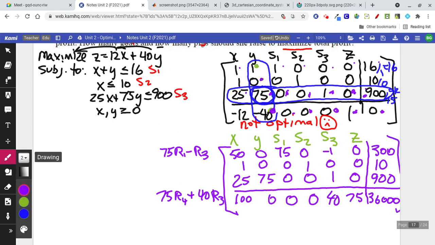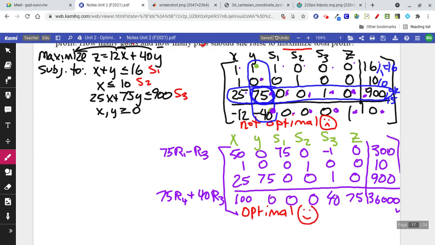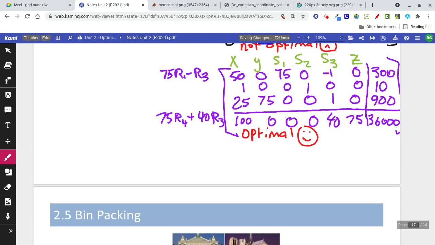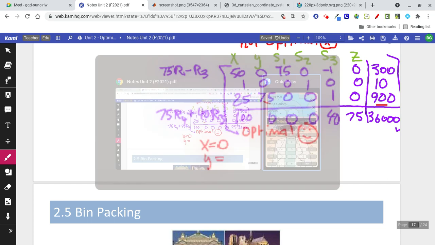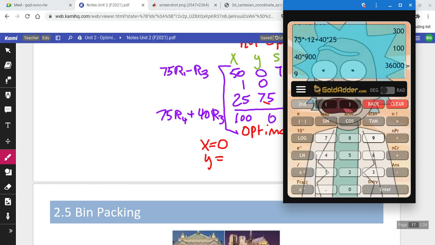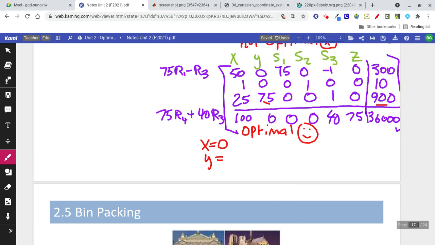And we're pretty happy about this at this point because we know we're finished. When you don't see any negatives in this bottom row, we know we have the optimal solution. So all that's left is just to read that solution. X is non-basic, so that means X is 0. Y is basic, so you're going to have to do 900 divided by 75. You look at this number, which makes you look at this number, you divide 900 divided by 75 is 12. Perfect.